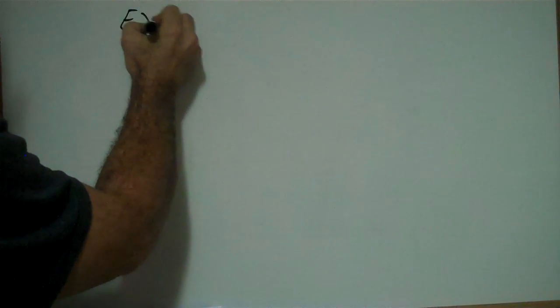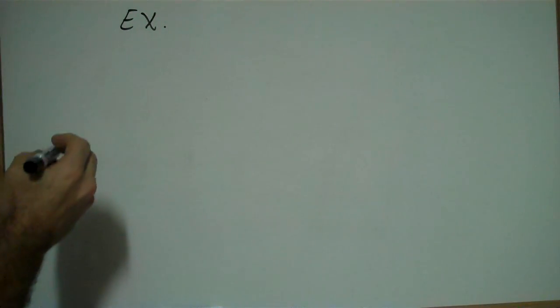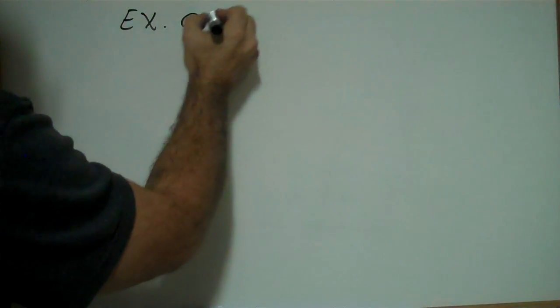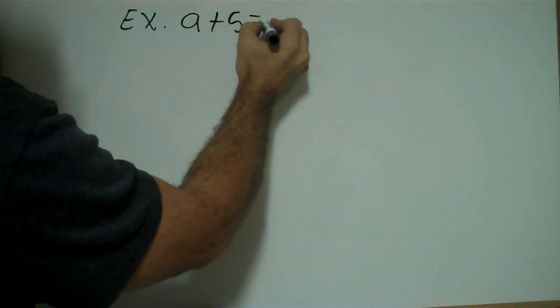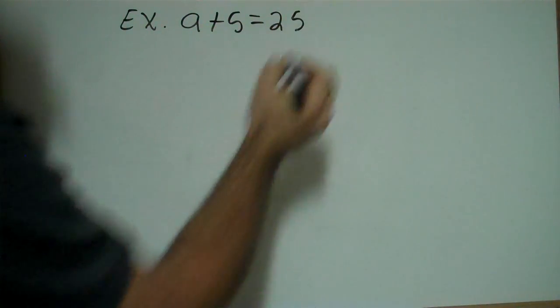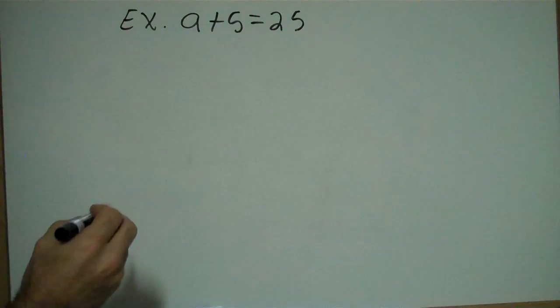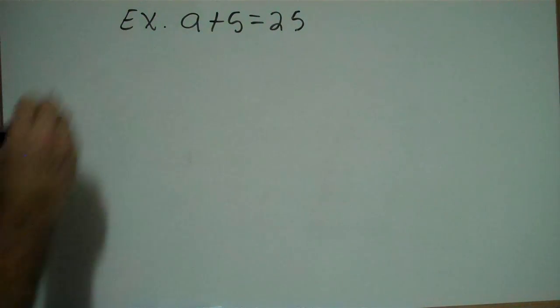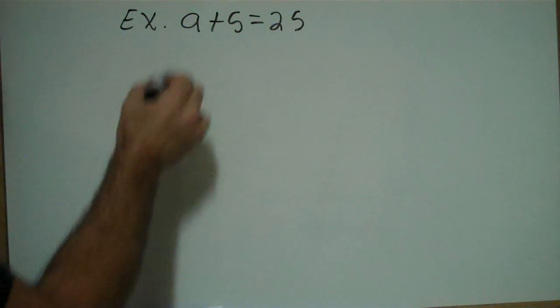Alright, on these examples, I'm going to be solving equations as in chapter 8.1. So this first example, I've got a plus 5 equals 25. Now to solve this equation, I want to get this a all by itself on the left side.